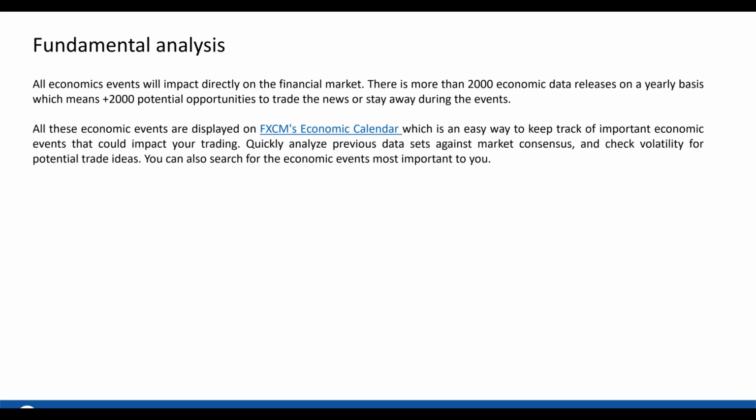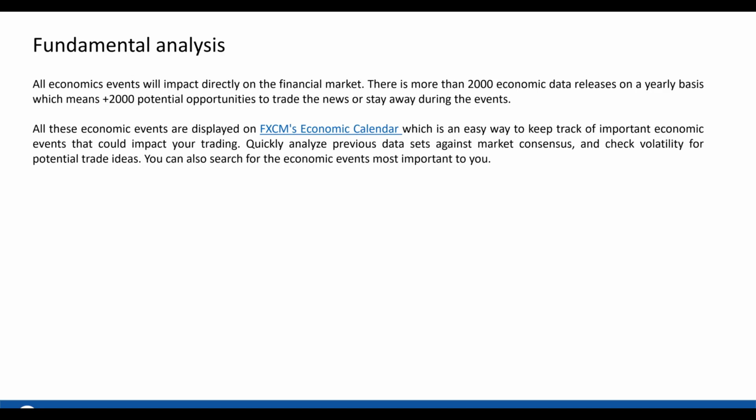All these economic events are displayed on FXCM's economic calendar, which is an easy way to keep track of important economic events that could impact your trading. Quickly analyze previous data sets against market consensus and check volatility for potential trade ideas. You can also search for the economic events most important to you.